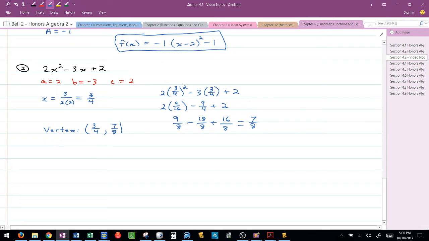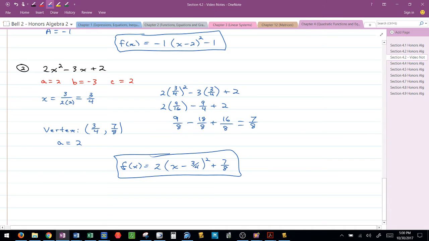Okay, I know that the a value is 2. I'm ready to write the equation. f(x) is equal to the a value, 2, which is a stretch, times (x minus 3/4) squared plus 7 eighths. And this is known as vertex form of this original quadratic.